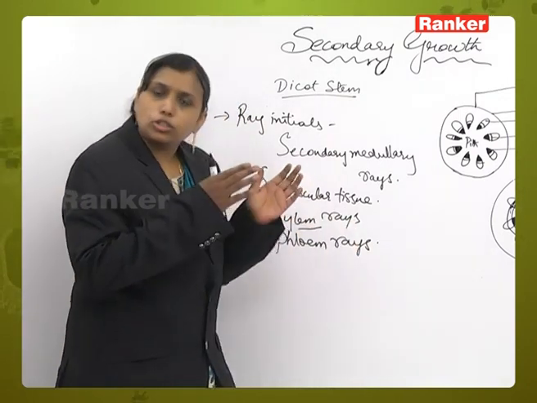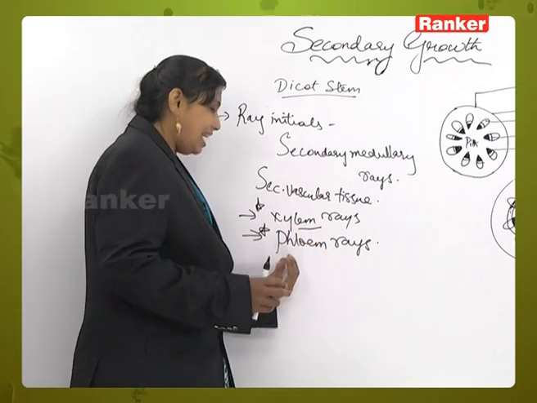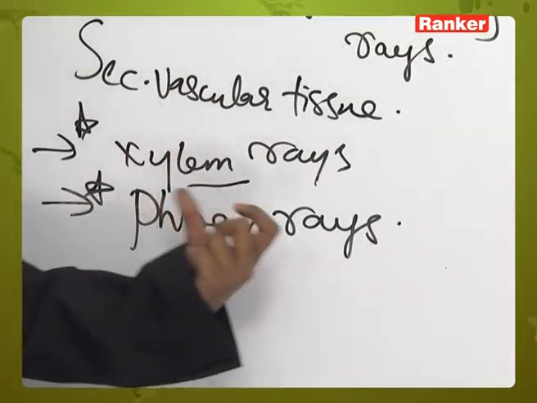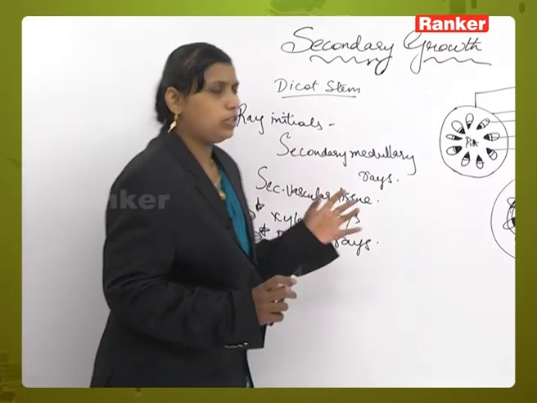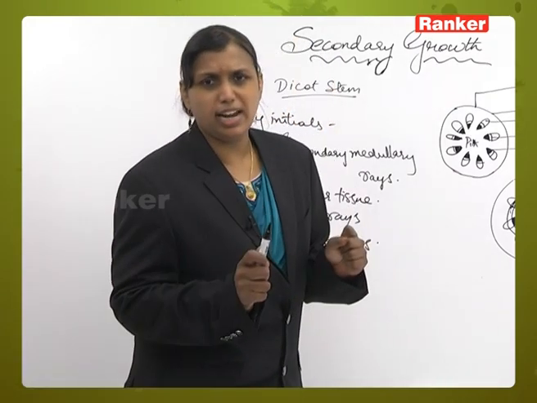And if the portion of the ray is with that of the secondary phloem initials, then that is called phloem rays. Okay. Now, we will talk about the term called annual rings. What are annual rings here?